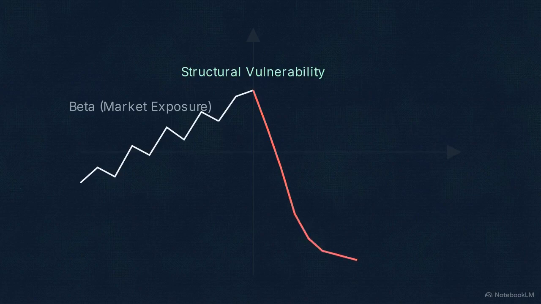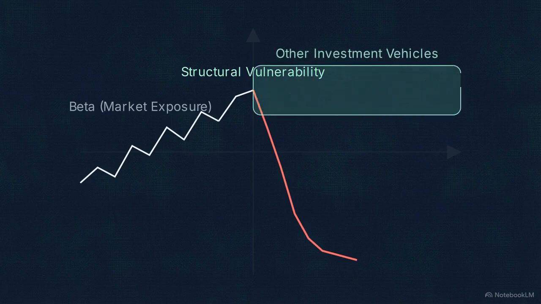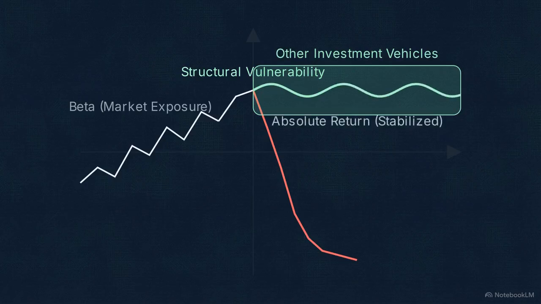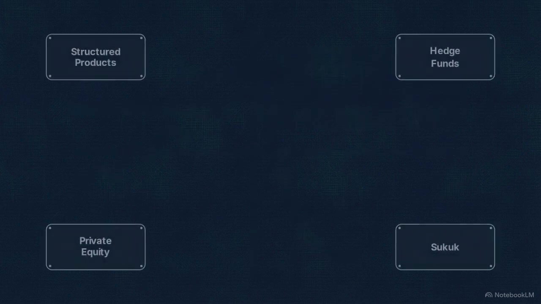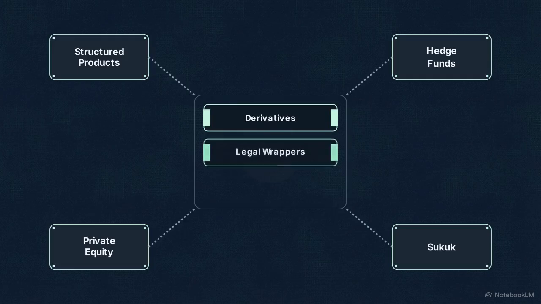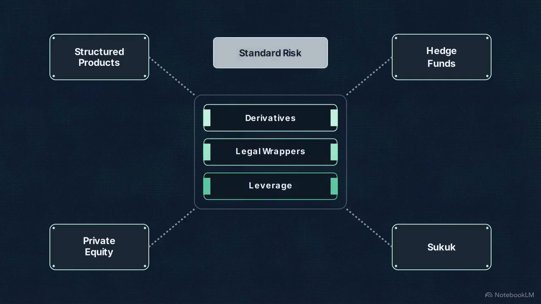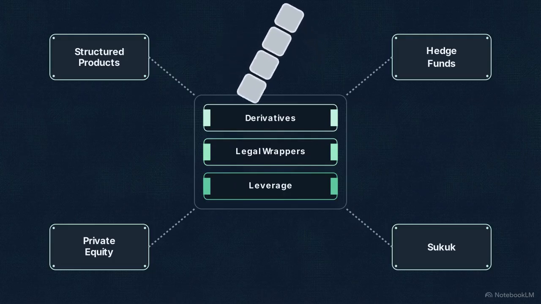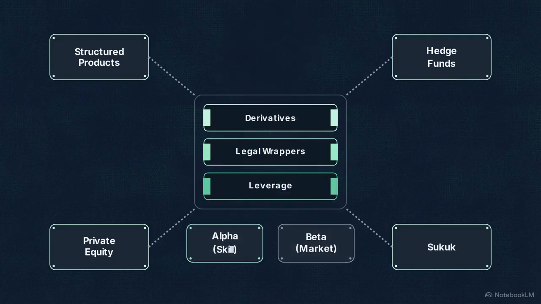To break out of this binary relationship, financial engineers created what the industry classifies as other investment vehicles. These tools step outside standard long-only exposure, stabilizing the line by restructuring the math. These vehicles operate as mechanically engineered structures. By layering derivatives, precise legal wrappers, and leverage, institutional architects can deconstruct standard financial risks and reassemble them. They isolate the specific exposures they want while neutralizing the ones they don't, achieving outcomes that traditional portfolios cannot reach.